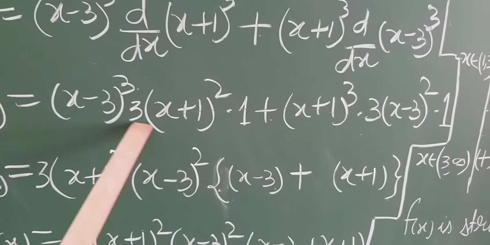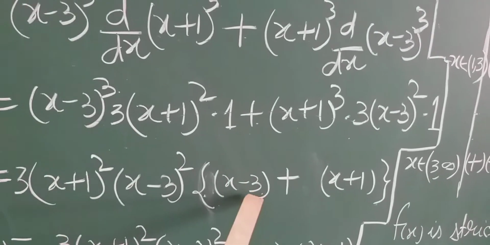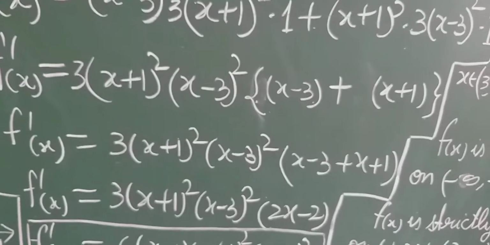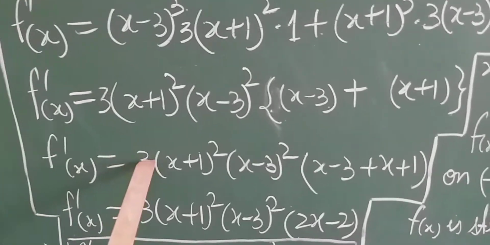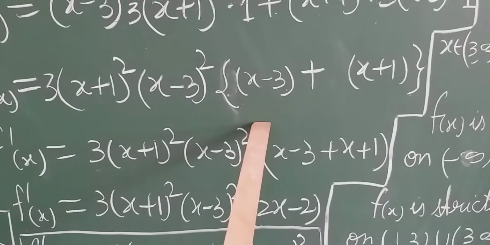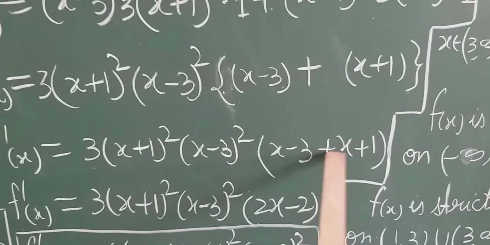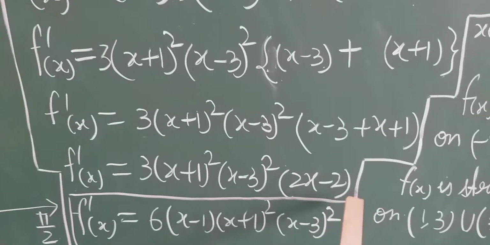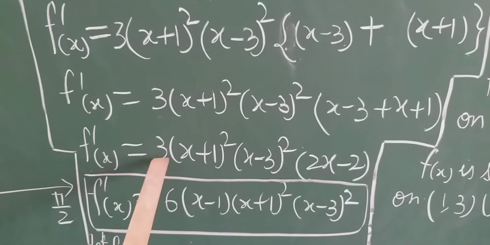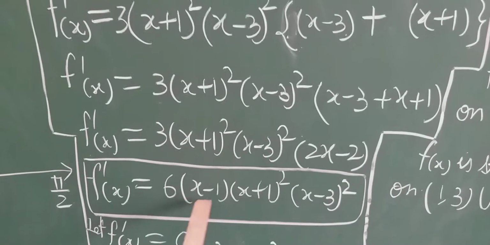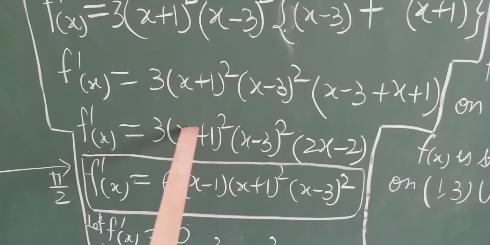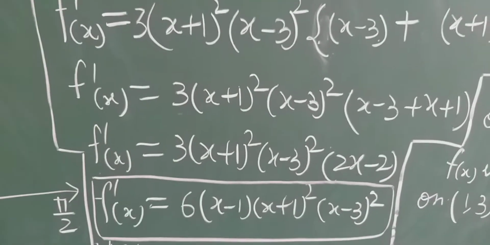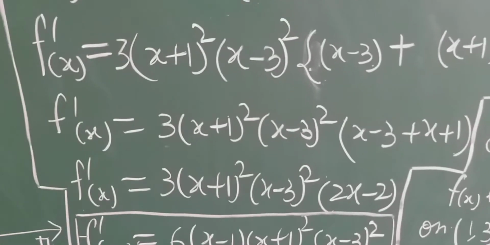So x minus 3 will remain here, plus x plus 1 will remain here. So f dash x equals 3 times (x plus 1) whole square, (x minus 3) whole square, times (x minus 3 plus x plus 1). So it will be 2x minus 2. 2 is common, student. So it will become 6(x minus 1)(x plus 1) whole square (x minus 3) whole square. So this is the first order derivative.